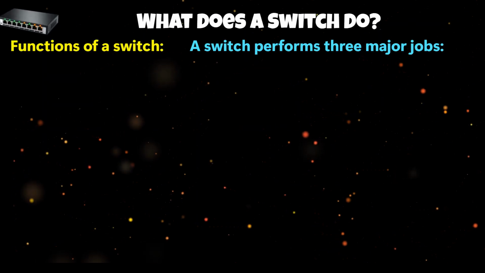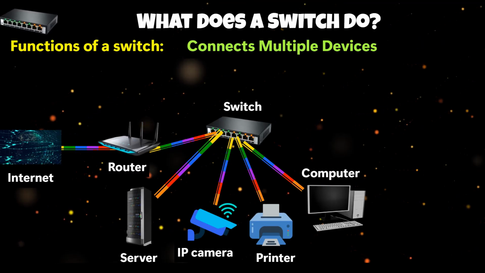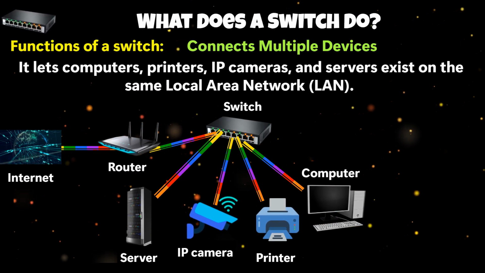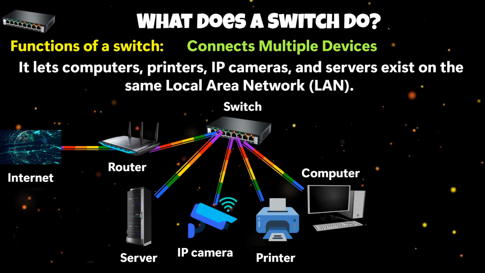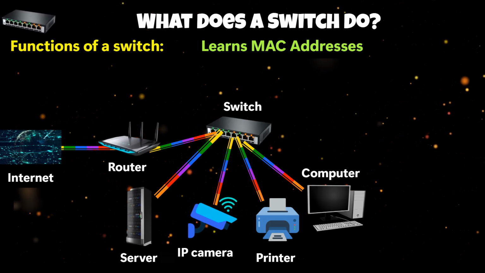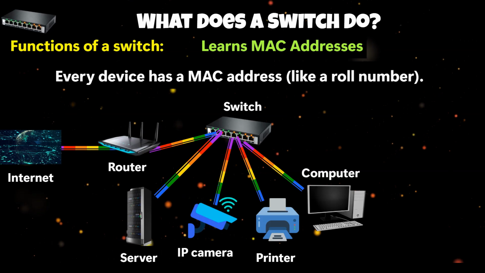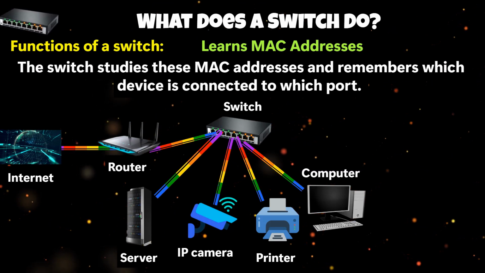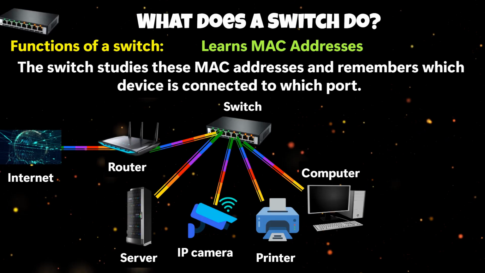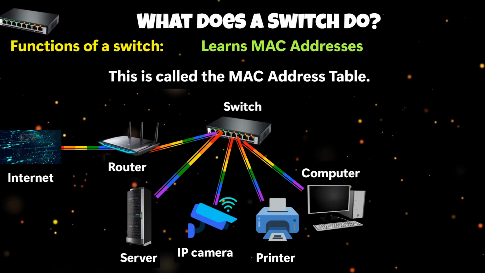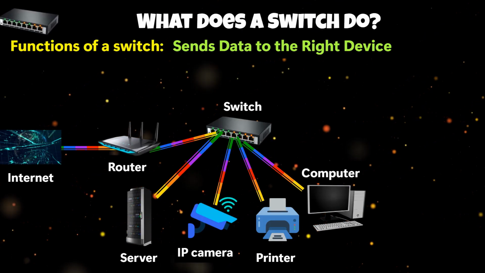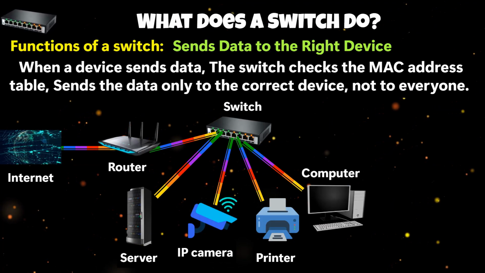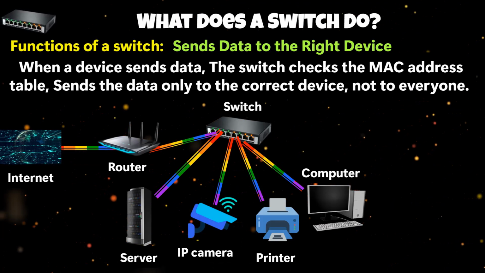A switch performs 3 major jobs. Connects multiple devices. It lets computers, printers, IP cameras, and servers exist on the same local area network, LAN. Learns MAC addresses. Every device has a MAC address, like a roll number. The switch studies these MAC addresses and remembers which device is connected to which port. This is called the MAC address table. Sends data to the right device. When a device sends data, the switch checks the MAC address table, sends the data only to the correct device, not to everyone.